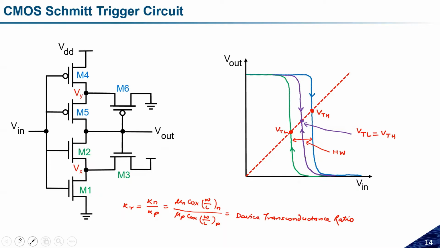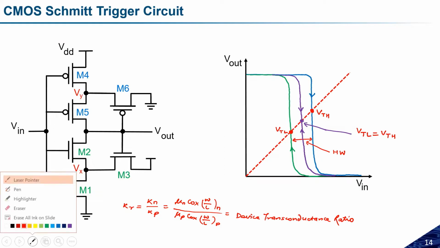Sir, I have one doubt. Vout was 1, so Vout was VDD, right? Yes. And when the Vx changed to VDD minus VTH at the end of transition, right?